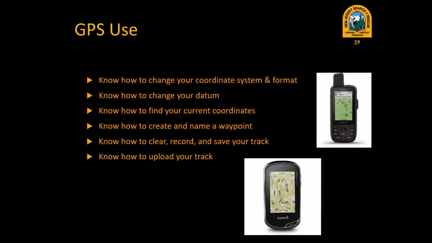The first thing you need to know is how to change your coordinate system and format. This is something you'll need to demonstrate to us over the course of MRC weekend. You'll also need to know how to change your datum. Another thing you'll need to demonstrate to us. You'll need to know how to find your current coordinates when you're looking at your GPS screen, and how to create and name a waypoint. You'll also need to know how to start, clear, record, save, do basically anything with a track. And then lastly, you'll need to know how to give your track to somebody else.